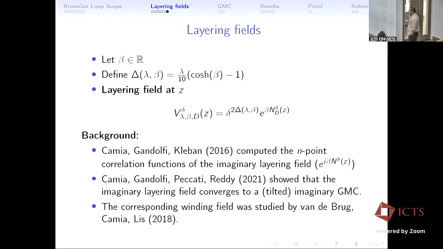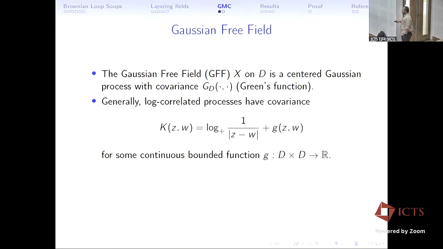So there is no such result for the winding field. Okay, so I'm going to be very, very brief here. For those who haven't seen, just to be consistent and coherent: the Gaussian free field X is a centered Gaussian process with covariance G_D.